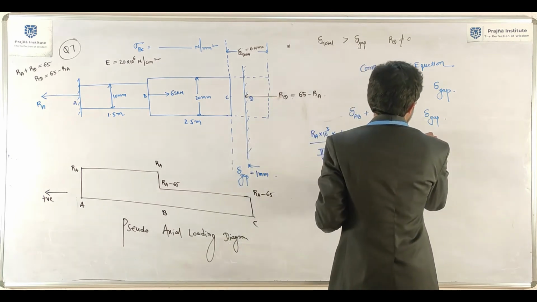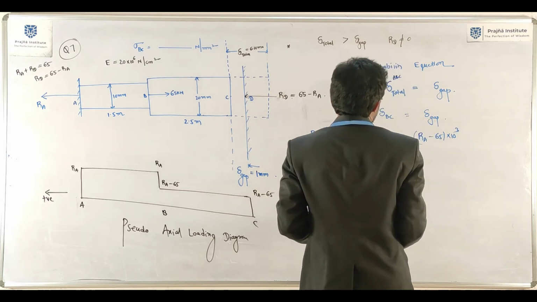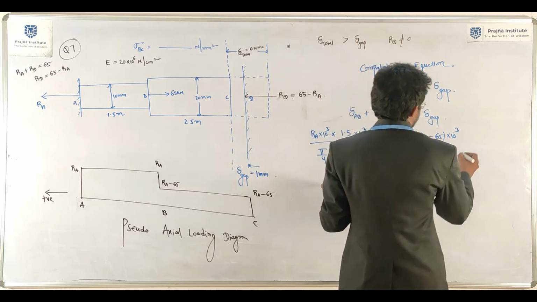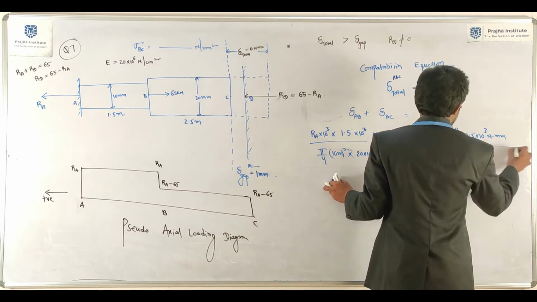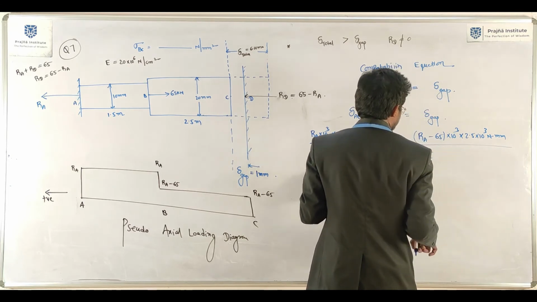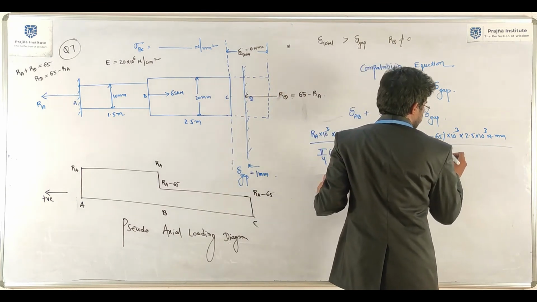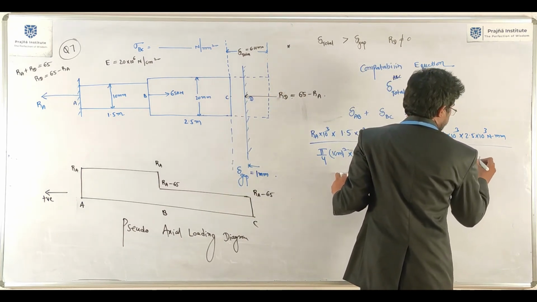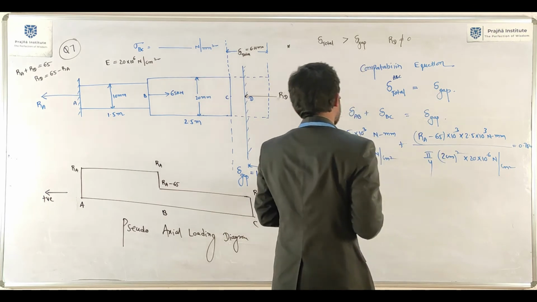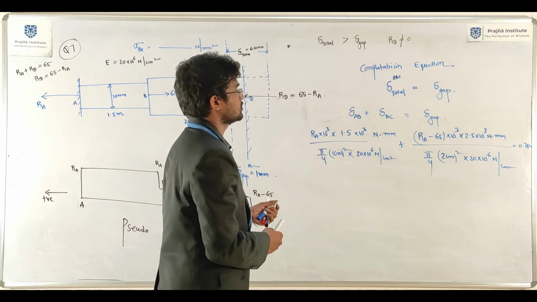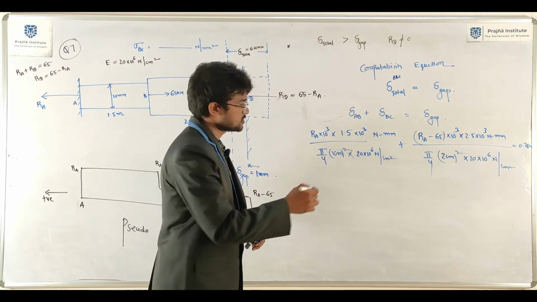And delta BC is RA minus 65 into 10 cube, times L, which is 2.5 into 10 cube newton mm, by pi by 4, 2 centimeter whole square, 20 into 10 power 6 newton per centimeter square, equal to 0.75 mm. So this is all about it, just calculate and tell me the answer. How much will you get?